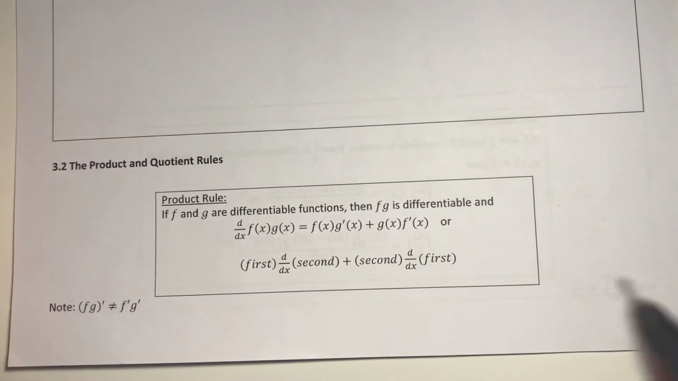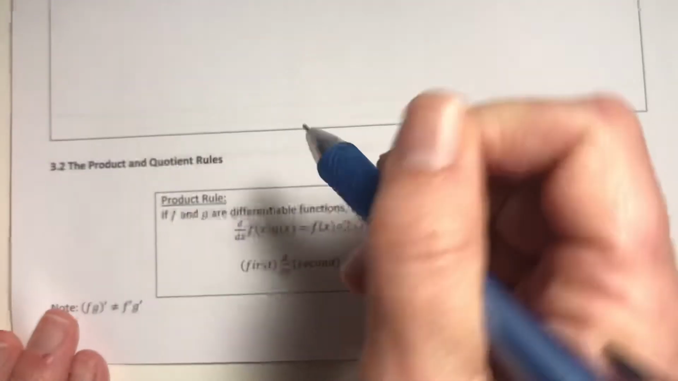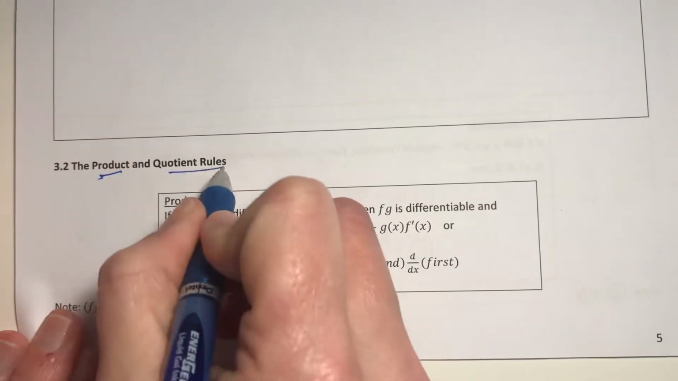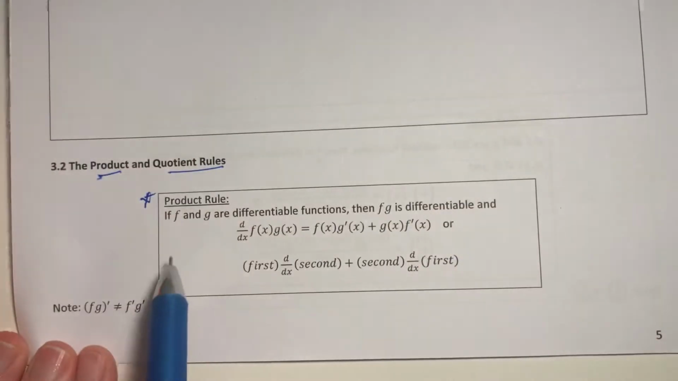All right, right now we are going to begin section 3.2, which is the product and quotient rule. The first rule to discuss is going to be the product rule.